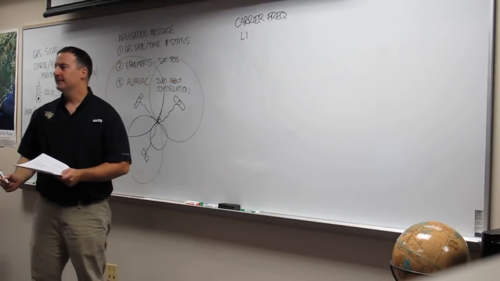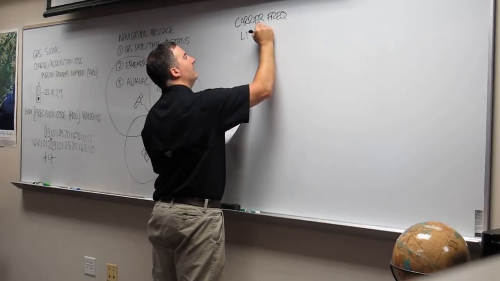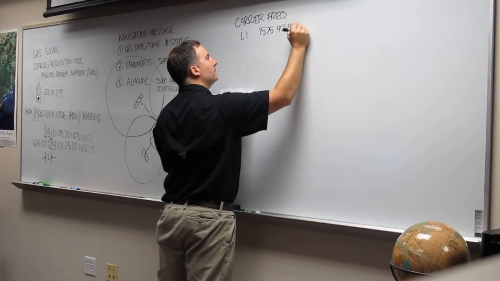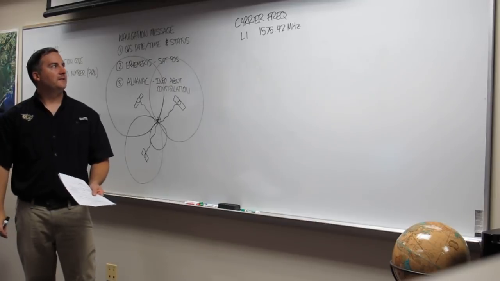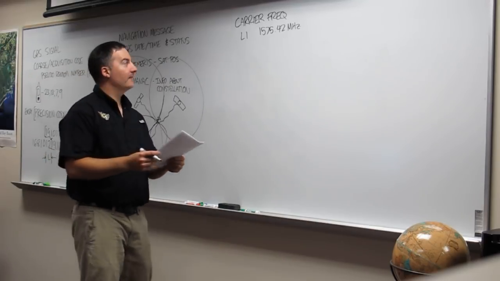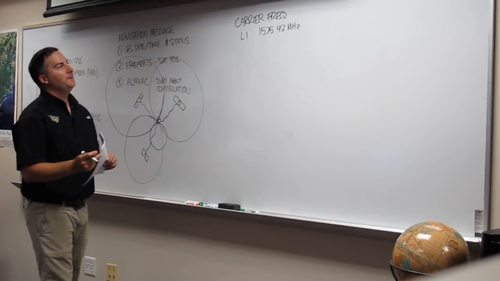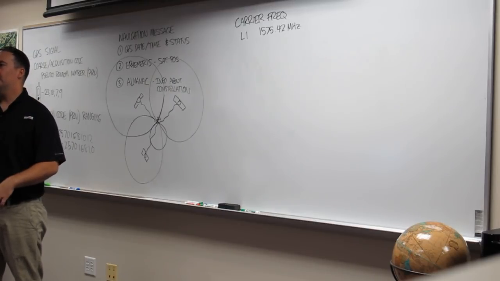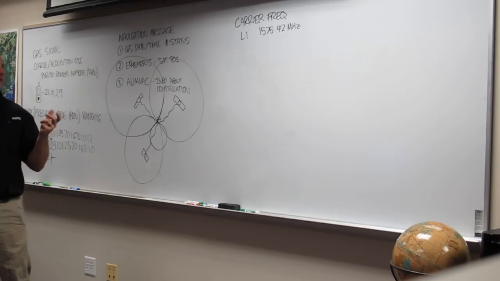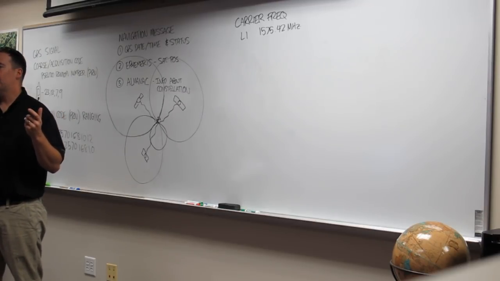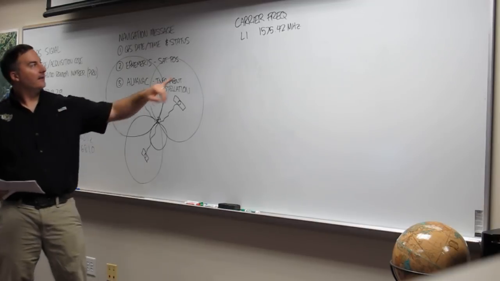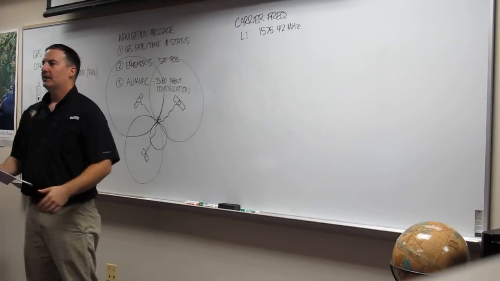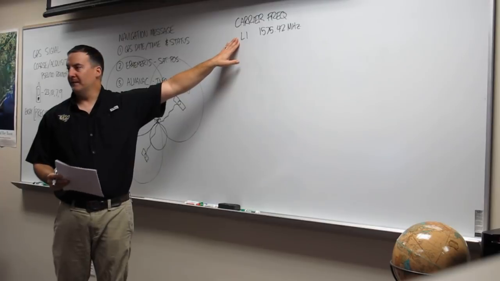The first one is called L1. That's transmitted at 1575.42 megahertz. So if you go to try to buy a GPS unit, right, if you go to Bass Pro Shops and pick up a handheld GPS unit, most of the time it's going to be a single frequency receiver or a single band. That means that it only has the hardware to listen to the L1 signal. So all this information is transmitted over this radio signal.